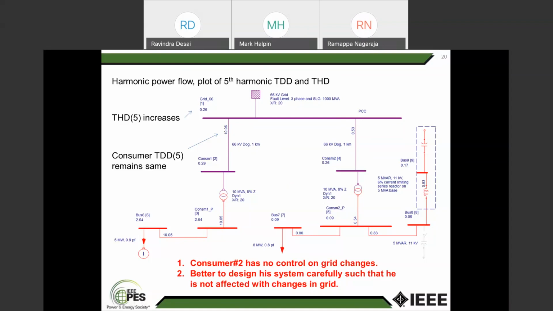Better to design a system carefully such that it is not affected by the changes in the grid. This is very important. Therefore, if we have selected the system, rather than the pure capacitor bank, with a 5 MVAr 11 kV 6% current limiting series reactor, whatever happens in the grid, this circuit is not going to resonate. Therefore, this is very important. No fault of a particular consumer, because if there are any other harmonic currents being injected, and if there is a resonance in the system, it may so happen that we may start absorbing various currents.